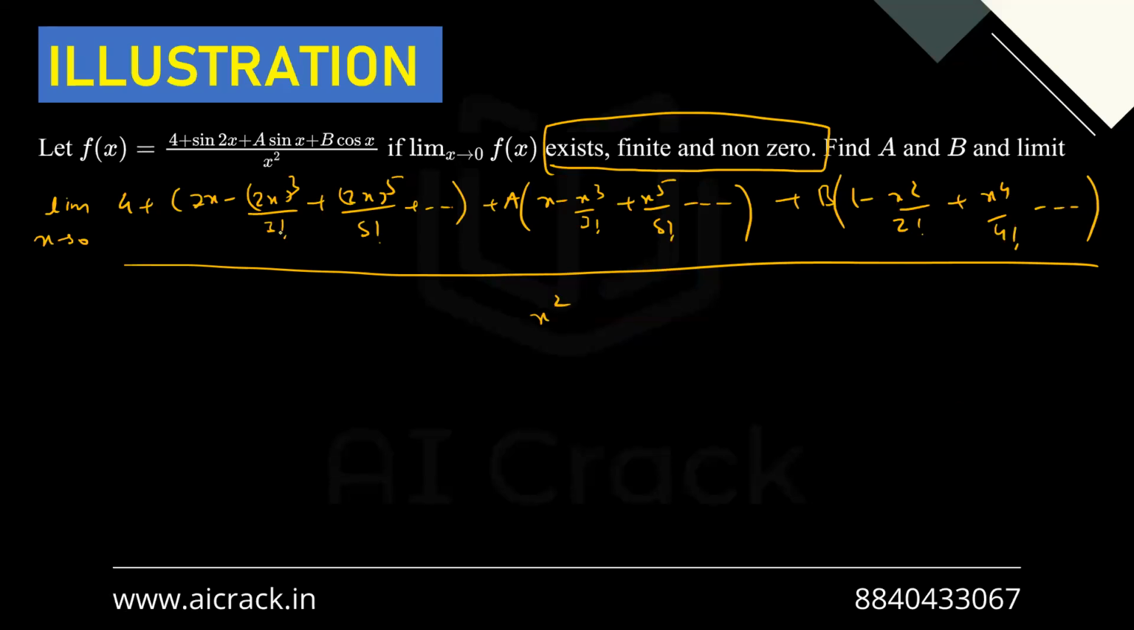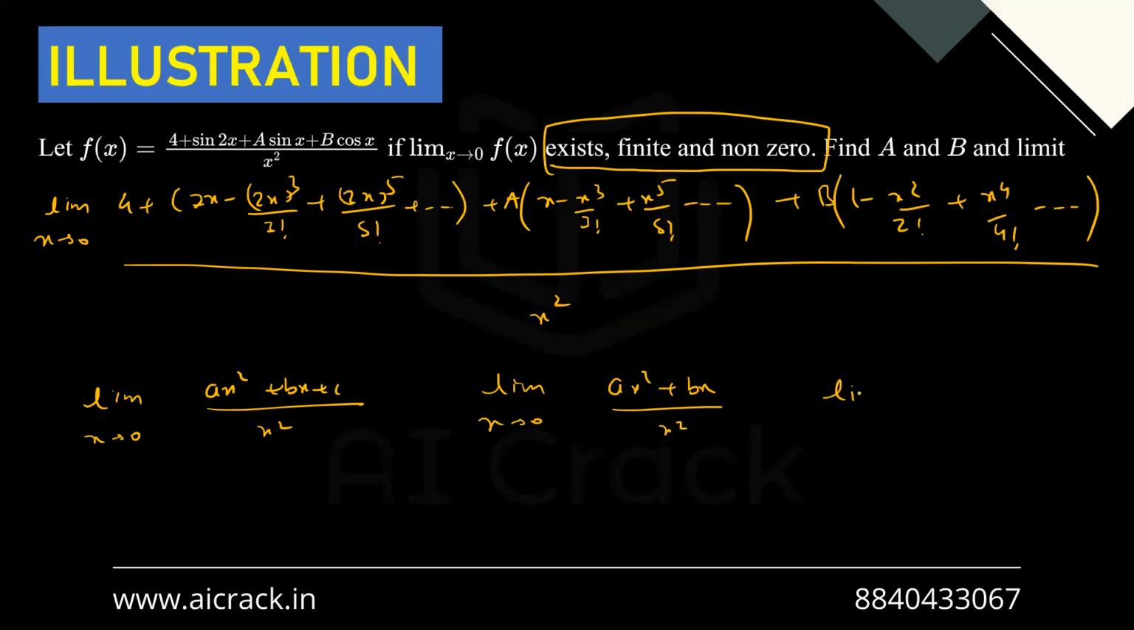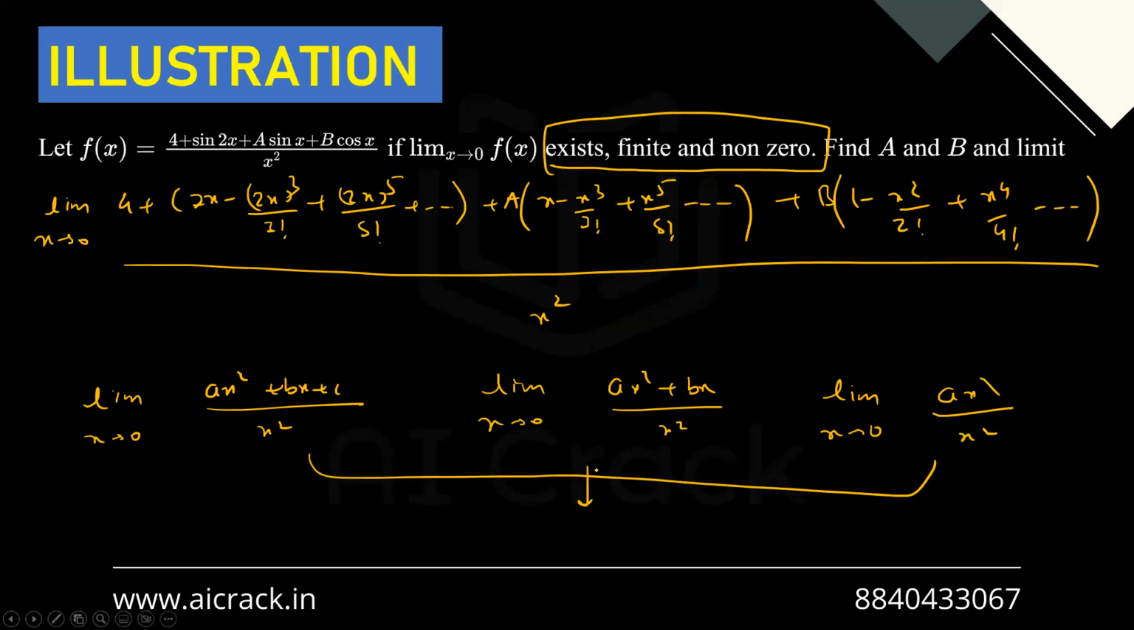Now, before moving forward with this example, let us try to understand the situation with the help of a smaller example. Let's say we have three cases. Limit x approaches 0, (a x square plus b x plus c) divided by x square. Limit x approaches 0, (a x square plus b x) by x square. And the third case is limit x approaches 0, a x square by x square. Out of these three cases, in which case would the limit exist?